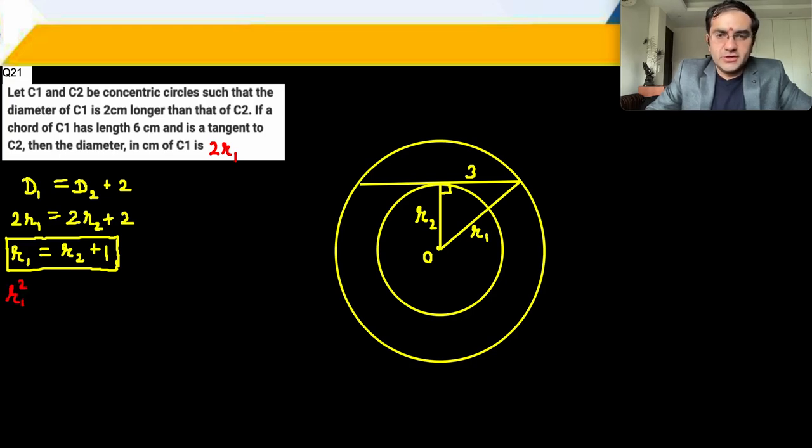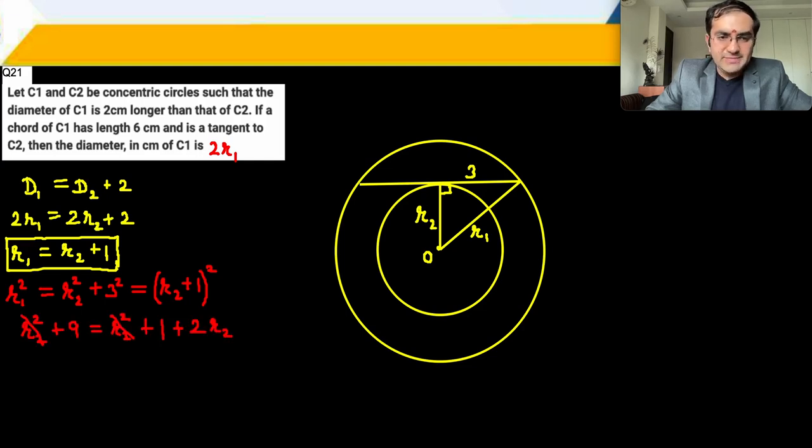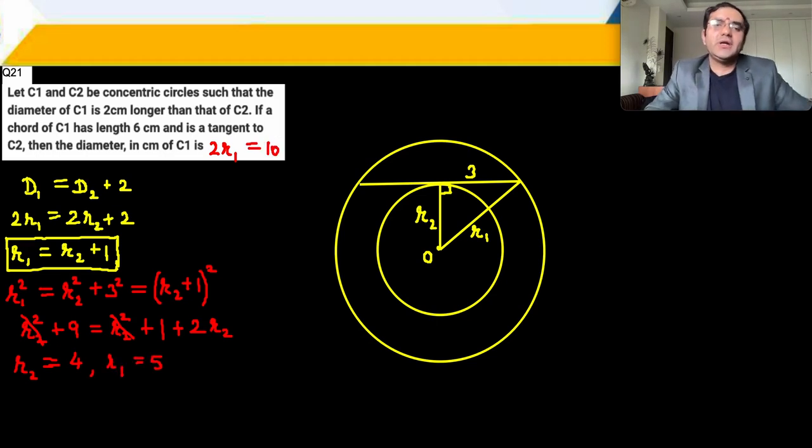Then we'll use Pythagoras theorem. R1 square is equal to R2 square plus 3 square, and substitute for R1 R2 plus 1 whole square. Expand both the sides and cancel out R2 square. From this you will get R2. R2 becomes 4. When R2 is 4, then R1 becomes 4 plus 1, 5, and 2R1 becomes 10. So your answer is 10.